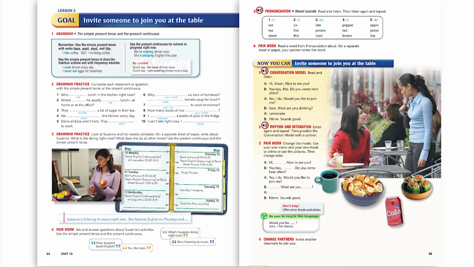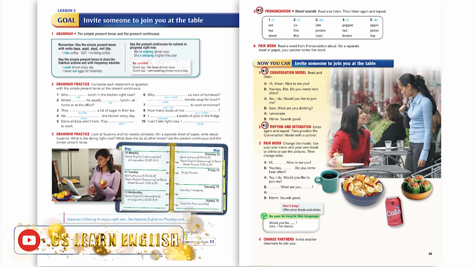Page 85. Exercise 5. Pronunciation. Vowel sounds. Read and listen.